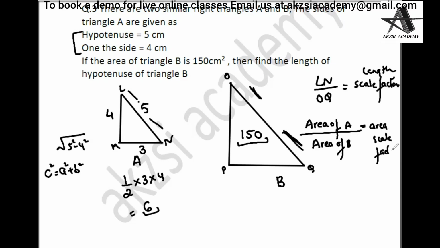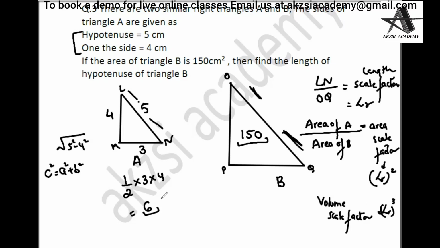And in 3D shapes, we take into consideration the volume scale factor. So volume of one figure over volume of another figure will give you the volume scale factor. If we represent the length scale factor with LR, then area scale factor is LR squared. So either you can calculate the area scale factor by dividing both the areas, but if you don't have the areas of the two figures but you have the length scale factor, square it, you will get the area scale factor. Similarly, volume scale factor is LR cubed.